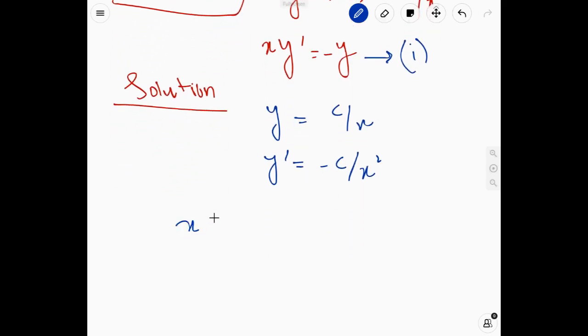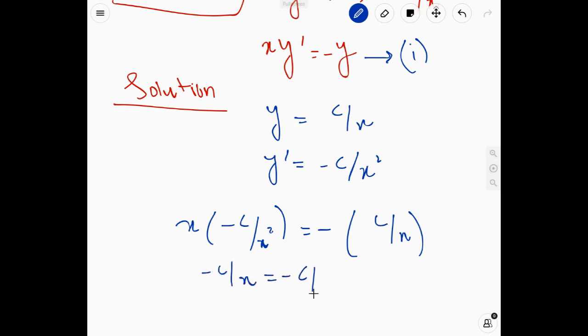You get x multiplied with y prime, that is minus c divided by x square, is equal to minus y, and the value of y is c divided by x. And here we get minus c divided by x is equal to minus c divided by x. It means that the identity holds here. It means that the left hand side is equal to the right hand side, and thus the given function is the solution of the given differential equation 1.